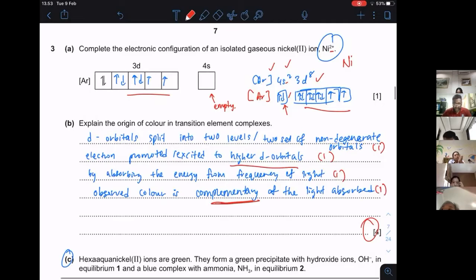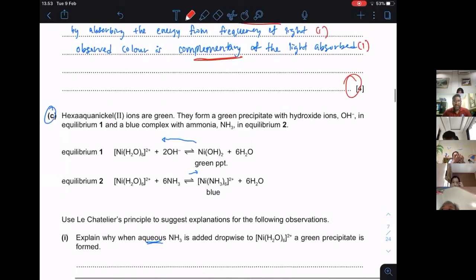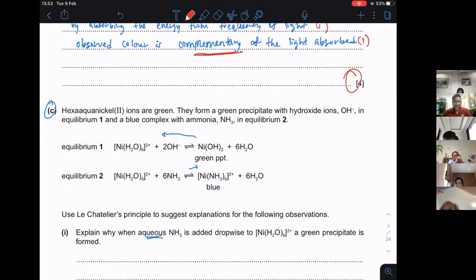So the next one, Gabriela Nicole is asking, so non-degenerate orbitals is high and low energy level. Yes, correct. If they say degenerate orbitals, they have the same energy level. So when they say non-degenerate orbitals, it means they have different energy levels. So two non-degenerate orbitals, and then the lower electron can actually go to the higher non-degenerate orbitals because they are absorbing the energy.